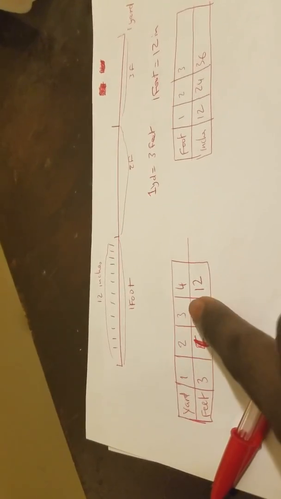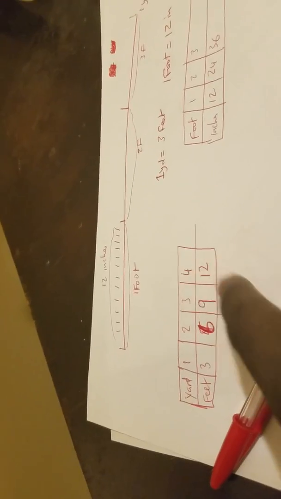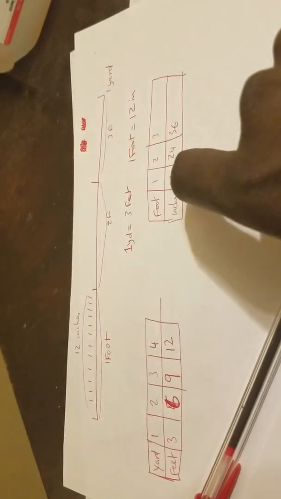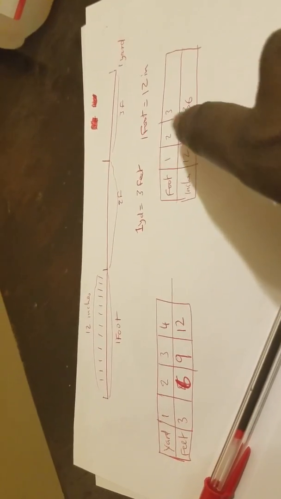Another way of looking at it is to make a table. I know that 1 yard is 3 feet, 2 yards is 6 feet, 3 yards is 9 feet, 4 yards. Same thing with the feet and inches. You can create a table. 1 foot is 12 inches, 2 feet is 24, 3 is 36.